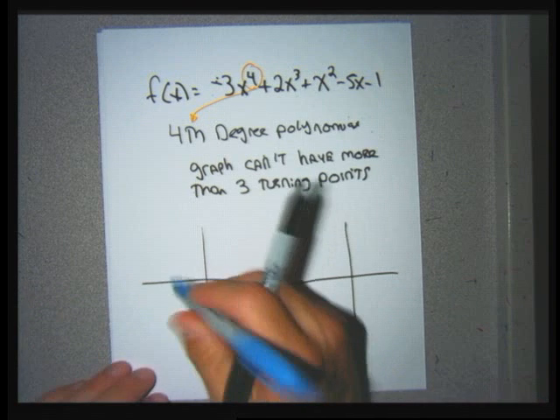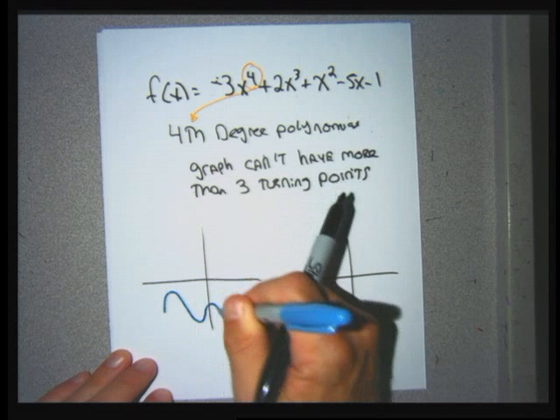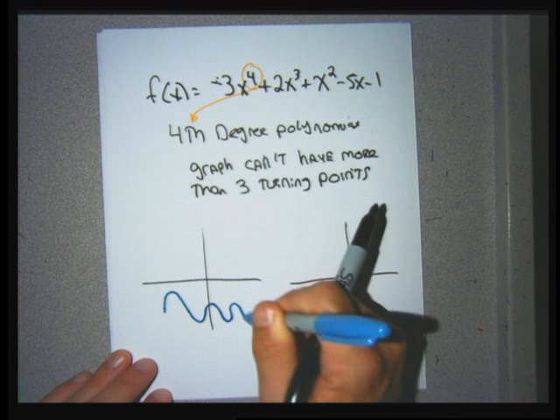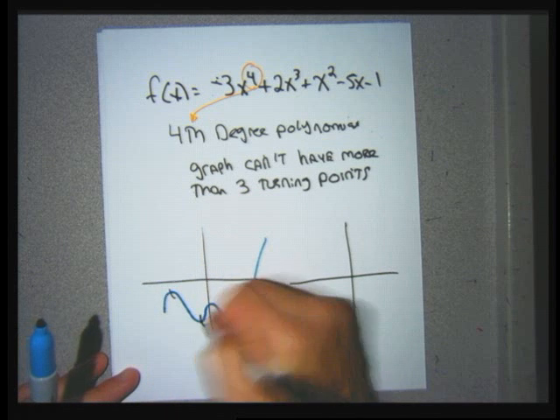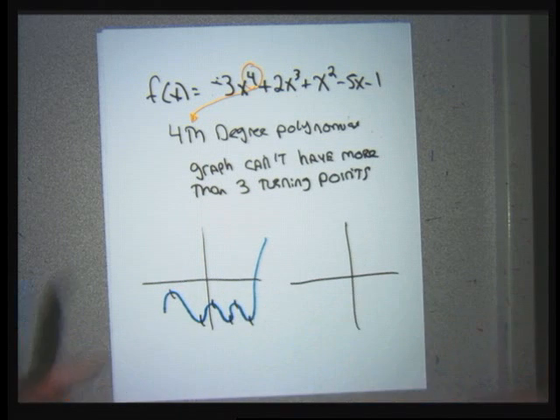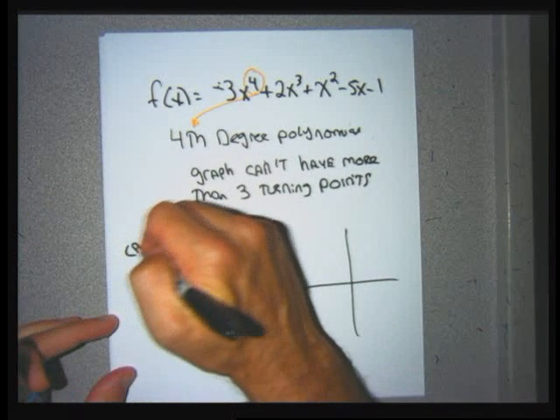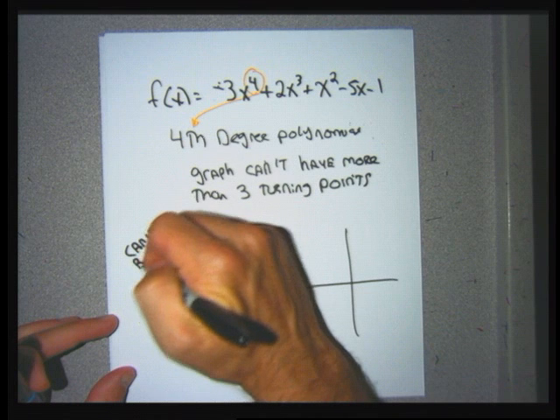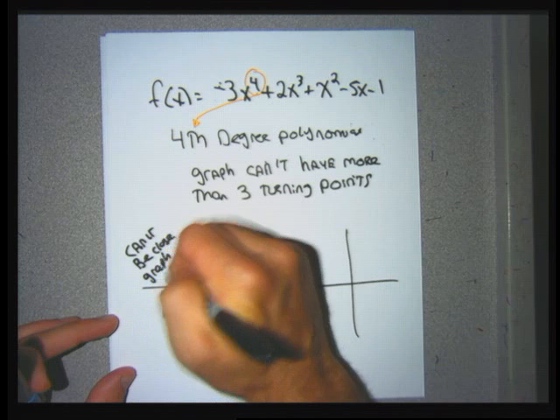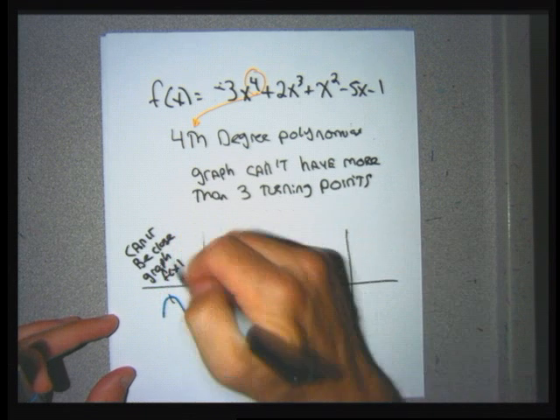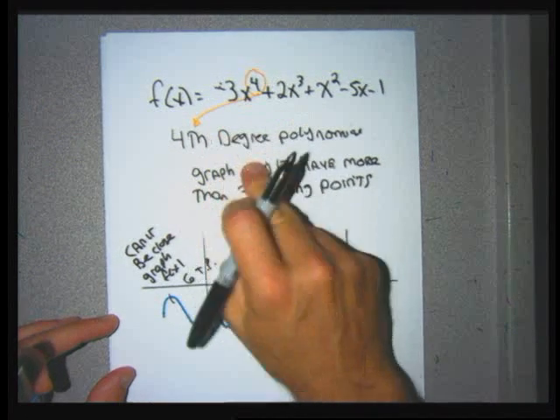So like this graph, 1, 2, 3, 4. This graph has 1, 2, 3, 4, 5, 6 turning points. That definitely can't be this graph. So this can't be close to the graph of f of x, because it has 6 turning points, and this graph could only have 3 turning points. It could have less than 3 turning points.